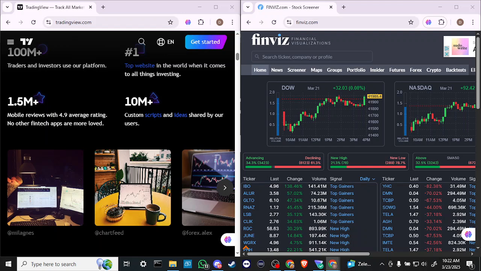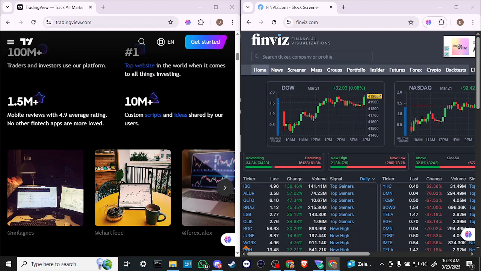Well, according to Cider, TradingView and Finviz are both popular platforms for stock analysis, but they cater to different needs. TradingView excels in charting and technical analysis, offering advanced tools and a social networking aspect for traders. Finviz, on the other hand, is more focused on fundamental data and stock screening. It provides a comprehensive overview of financial data, including company financials, analyst ratings, and insider trading information.